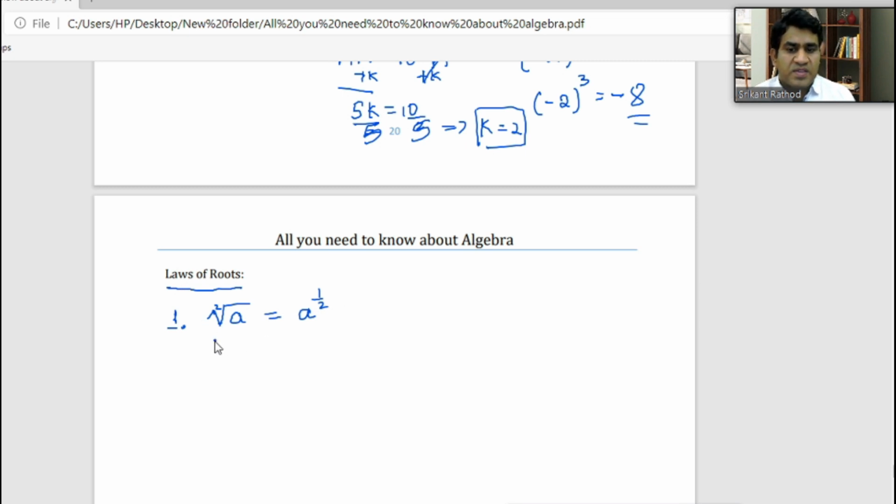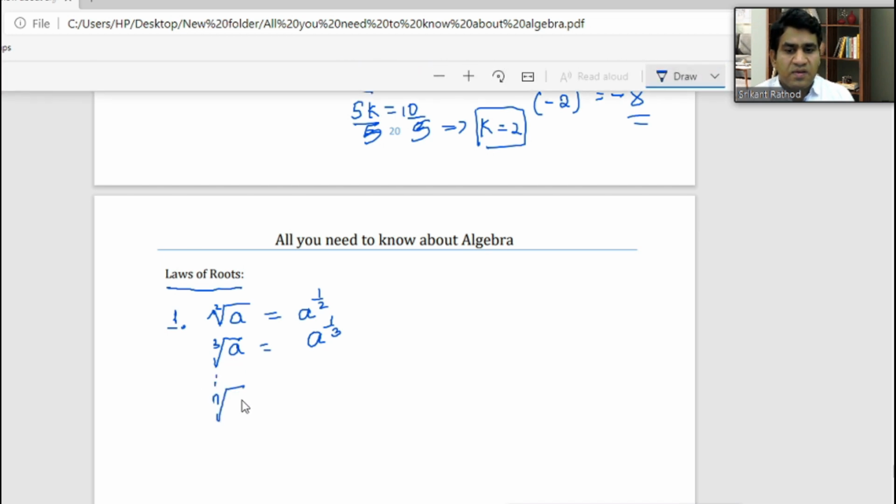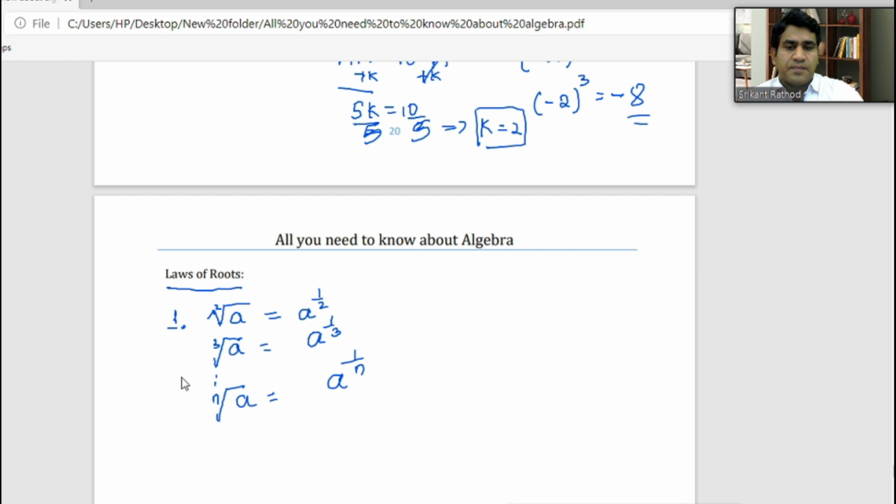Now the cube root of a can be written as a to the power 1 by 3, because it is the cube root. Whatever the root is, it should be 1 over the same value of that root. And in general, the nth root of a can be written as a to the power 1 by n. We are converting the root into exponential form, and whenever we need, we can make use of it.